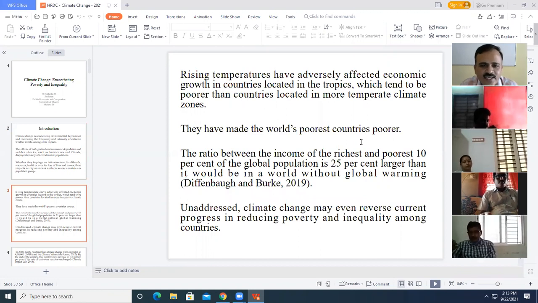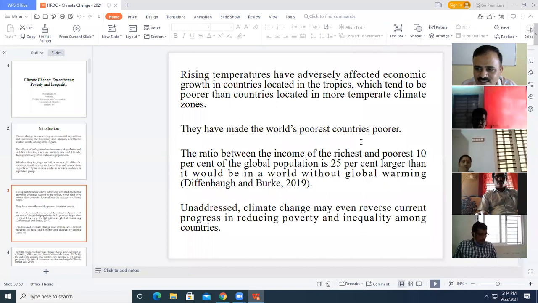And also we note that rising temperatures have adversely affected economic growth in countries located in the tropics, which tend to be poorer than countries located in more temperate climate zones. So even in the zonal distribution of countries, northern sphere or southern sphere, the effect of climate change is not the same. These changes in climate have made the world's poorest countries poorer. The ratio between the income of the richest and the poorest 10% of the global population is 25% larger than it would be in a world without global warming.